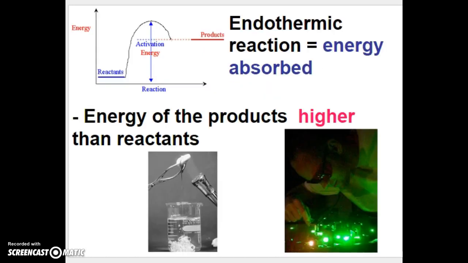An endothermic reaction. This is the opposite. Endo means inside. So this is where energy will be absorbed. So the heat or light will go away. The energy of the products then, in this case, is going to be higher than the reactants.